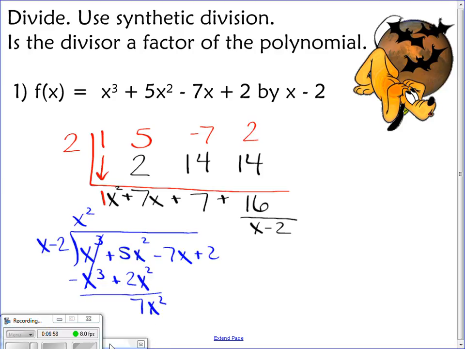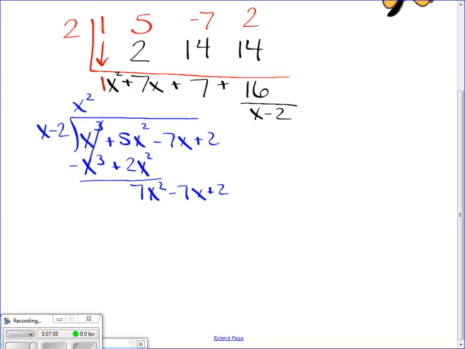You start to recognize where things are. What do you multiply x by? Oh, I should bring all this down, sorry. What do you multiply x by to get 7x squared? 7x. 7x times x is 7x squared. 7x times negative 2. These numbers are starting to look familiar from what I've been putting up there. Change your signs. That gives me 7x. Bring down the plus 2.